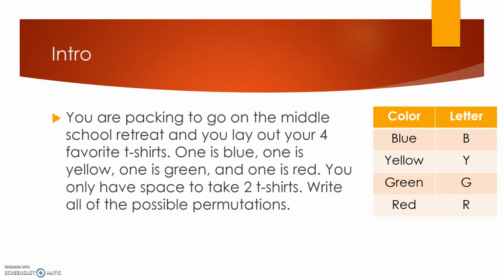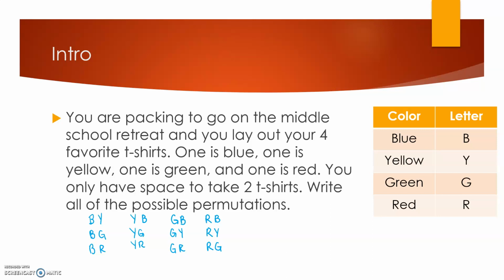And we're only taking 2, so I could take blue and yellow. I could take blue and green. I could take blue and red. Then I could take yellow and blue. I could take yellow and green, yellow and red, green and blue, green and yellow, green and red, and then red and blue, red and yellow, and red and green. So there are all of the possible permutations.